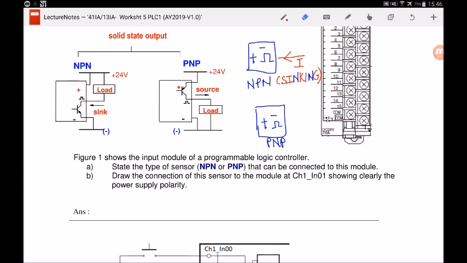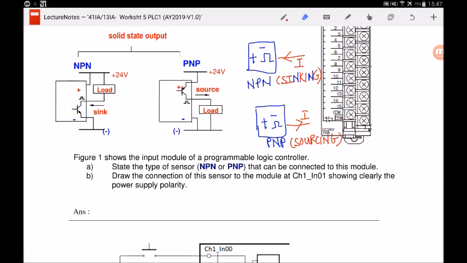You ask yourself how to spell the word sinking, and you realize there are two N inside, right? So NPN is a sinking sensor. This is how you remember. PNP is a sourcing sensor, which means that current is flowing out. So I'll write here, PNP is sourcing and NPN is sinking. So this diagram over here basically illustrates what I have just drawn to you.